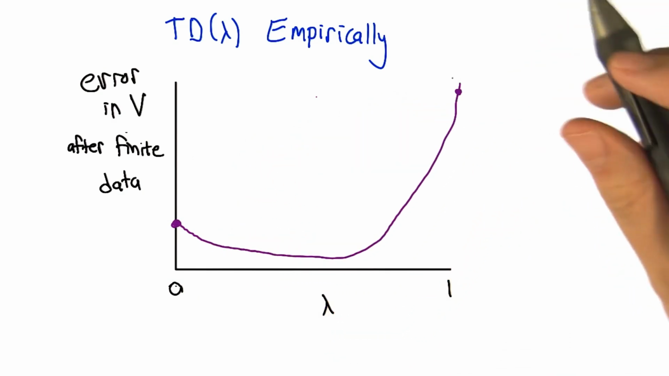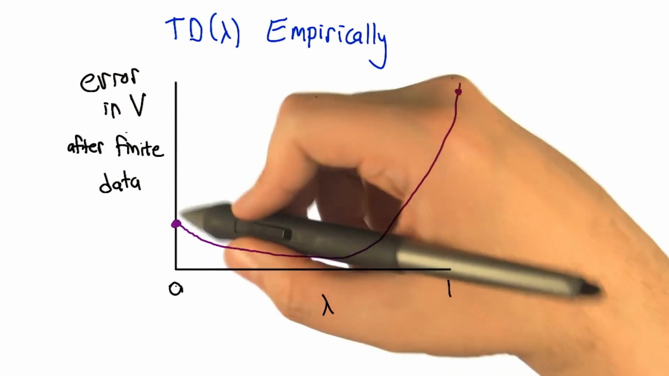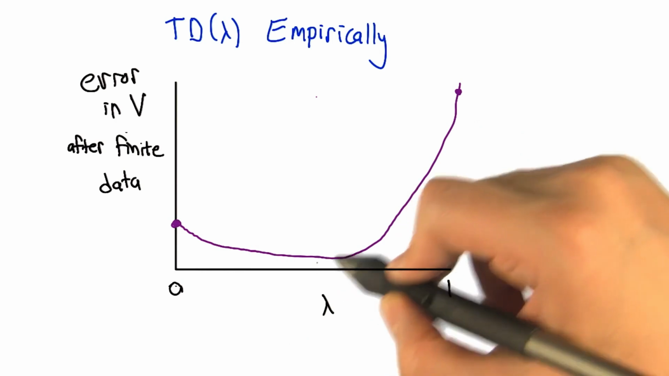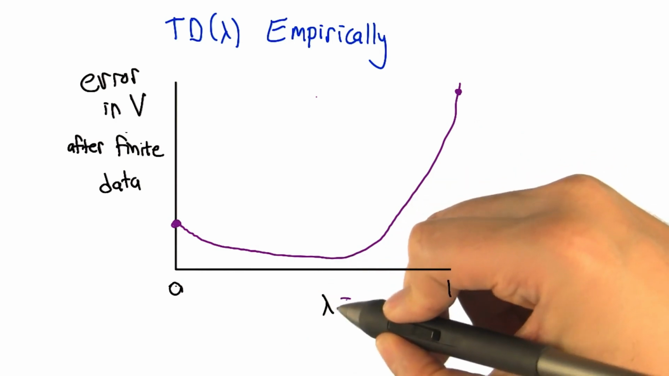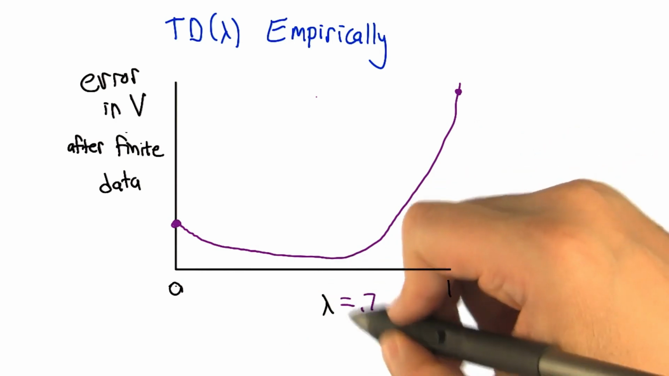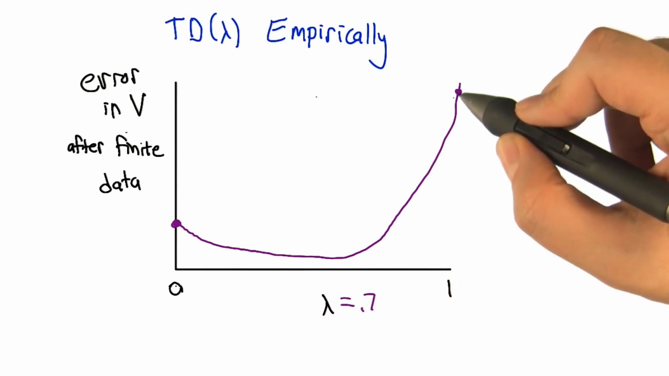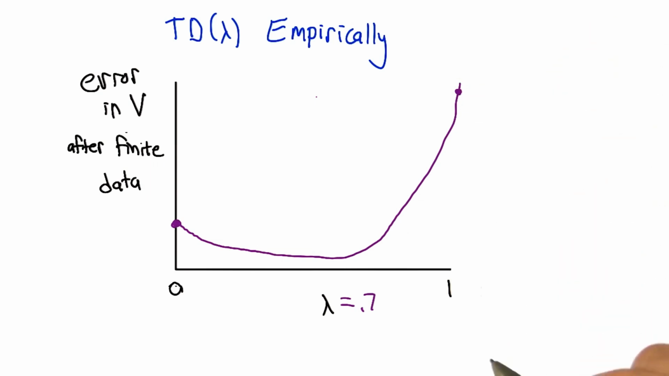So it's not so atypical to see a curve kind of like this, that gets better. The amount of error goes down as lambda gets to some intermediate value. Let's call it, I don't know, 0.7. It depends, of course, on the particular problem. And then it starts to shoot up again and eventually hits the error for TD(1) as lambda approaches 1.